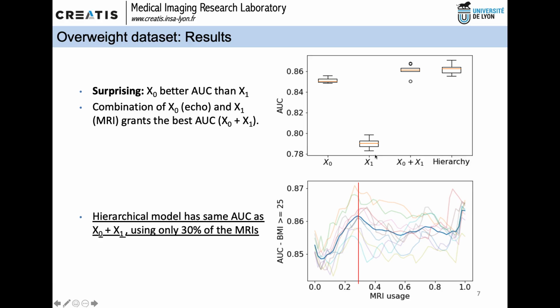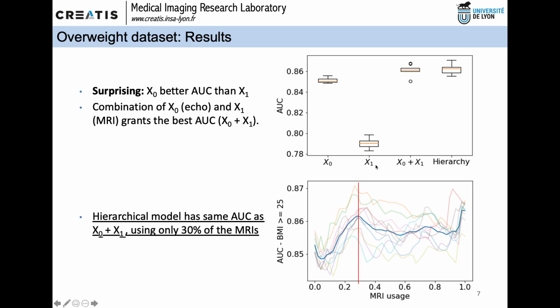This is not because echo has better image quality than MRI. We know that it's not the case. However, remember that we are working with overweight, which has a global effect on the heart. Therefore, the measurements are an adequate way of characterizing overweight, while the shape models, which are very regional, may be a way too complex model, and therefore we are losing predictive power.